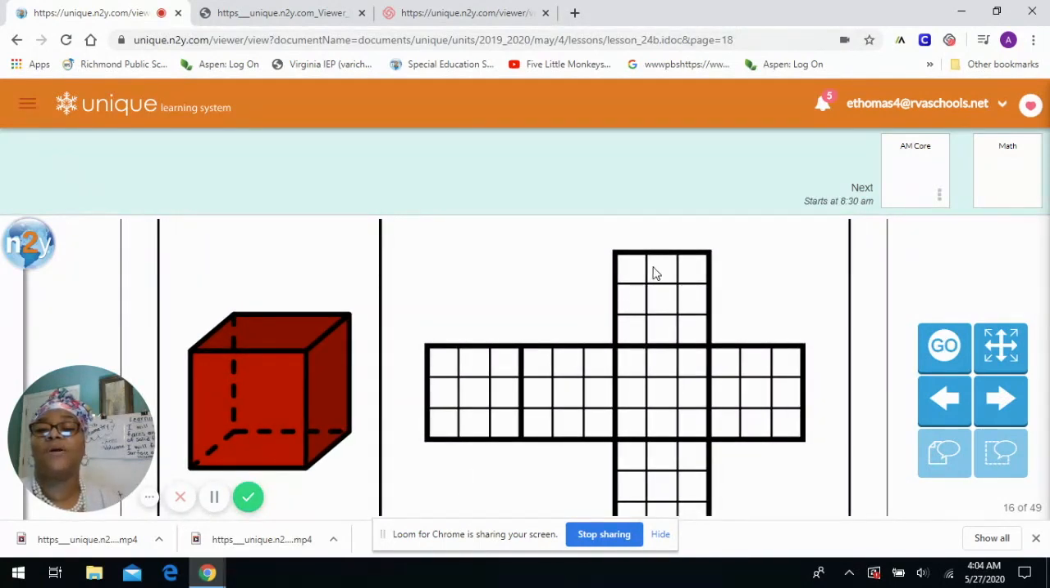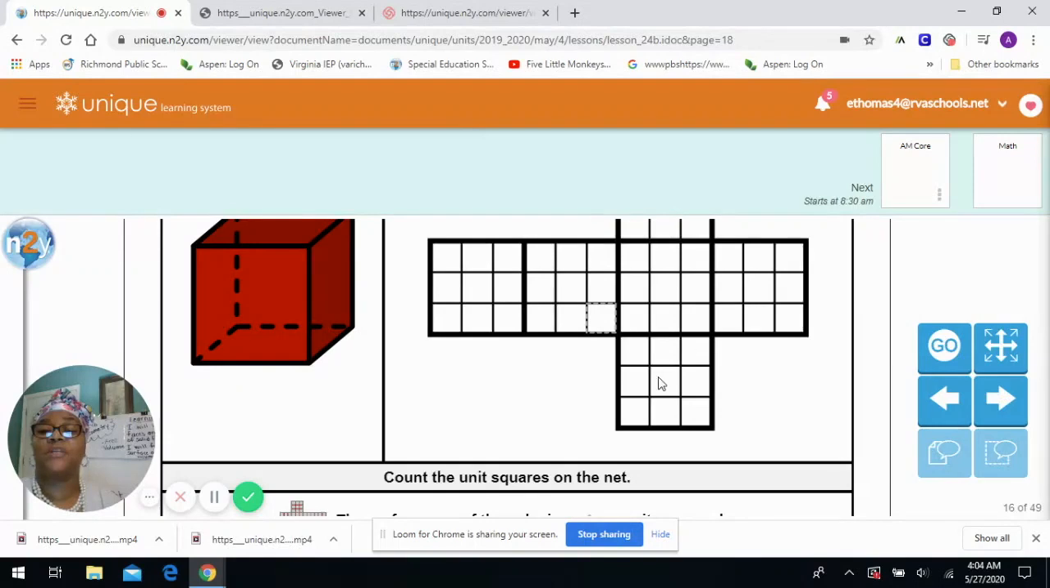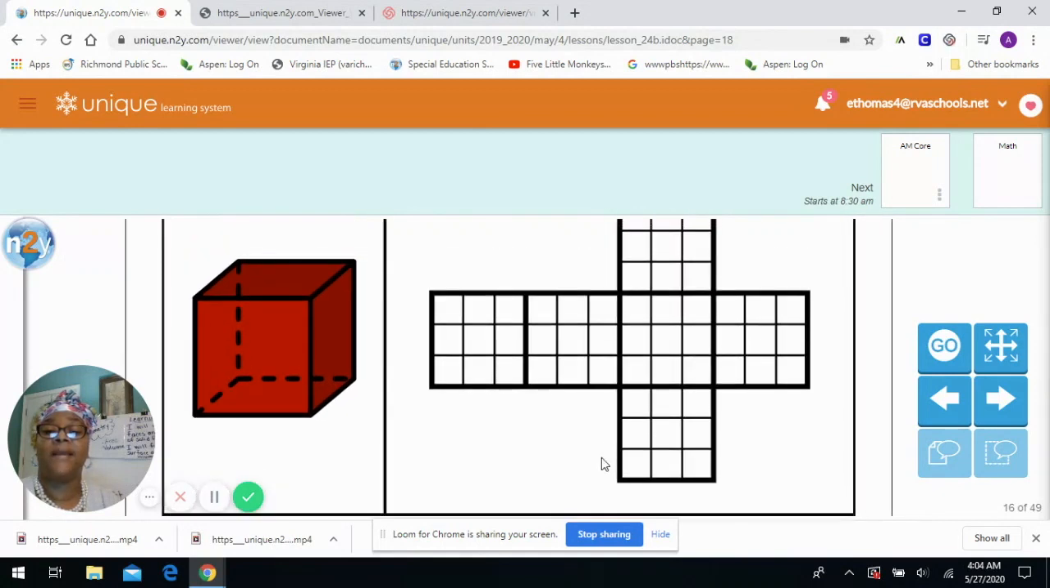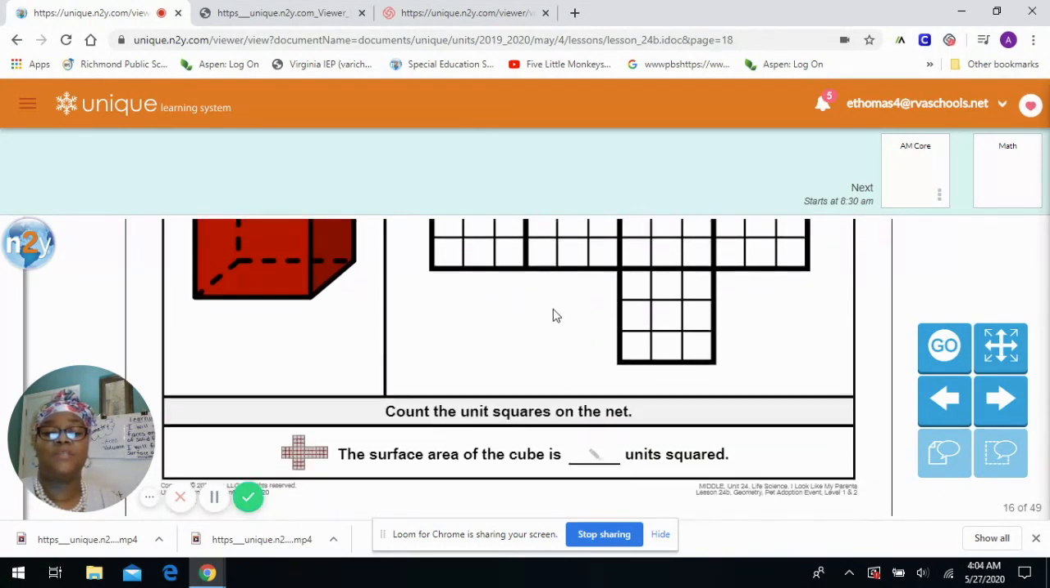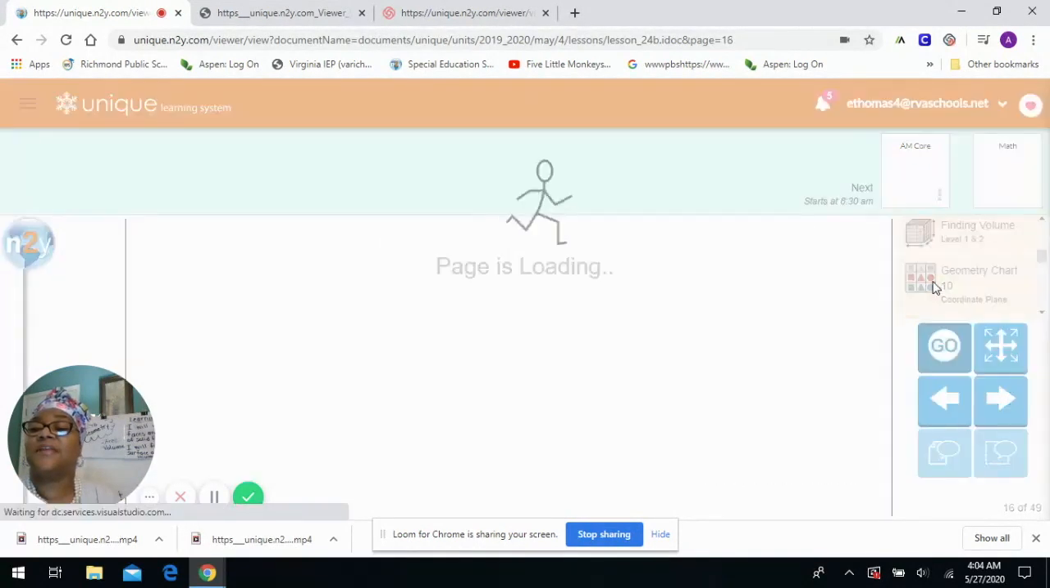So we have 1, 2, 3, 4, 5, 6, 7, 8, 9. 9 times 1, 2, 3, 4, 5, 6, because all of them, and see how perfect shape they are? You can either count all of these or you can multiply 9 times 6. So what's 9 times 6? 54. Very good. Let's go on to the next one. You all are smart. Let's go to chart 10.